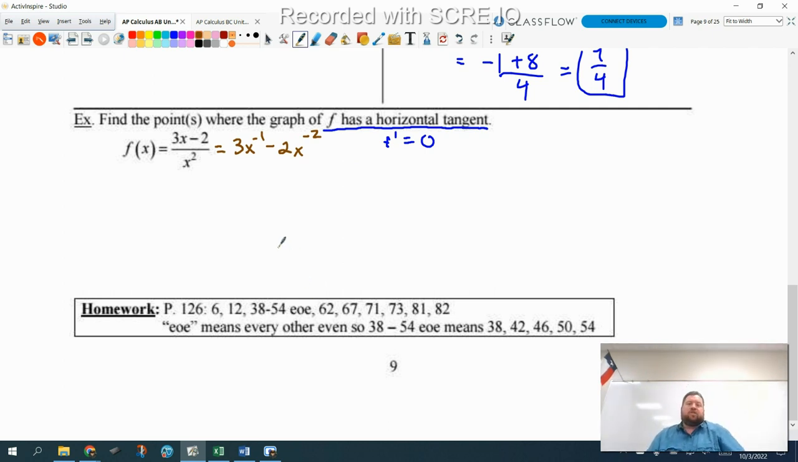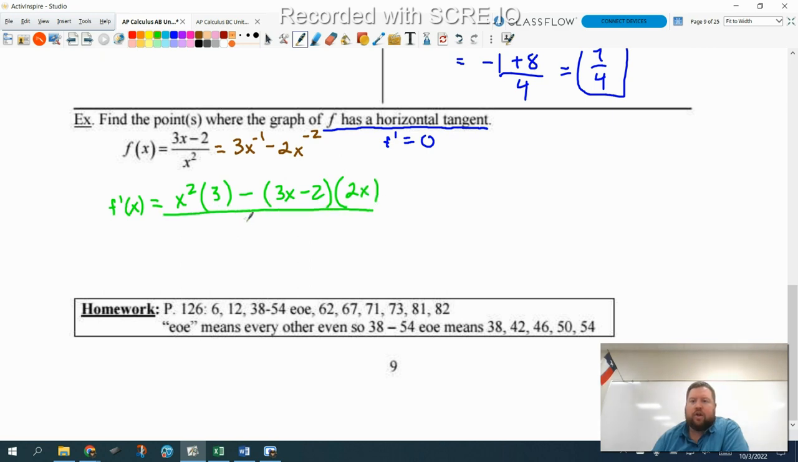I would recommend actually using the quotient rule because the simplification is going to be a little easier. And this is one you really want to simplify, even though we're treating it kind of like a free response question, because I do have to set it equal to 0 and solve it. Okay, so having a simplified form makes that process much easier. All right, so we're going to use the quotient rule. F prime of x is equal to low is x squared, d high is 3, minus high is 3x minus 2, d low is 2x, all over low squared. So I'm going to go ahead and just write that to the fourth power.